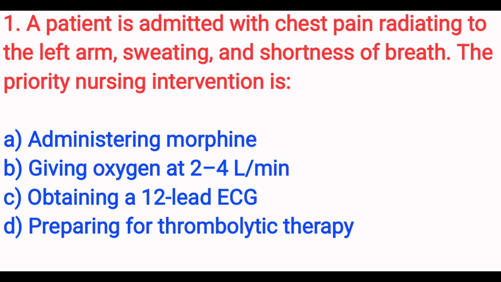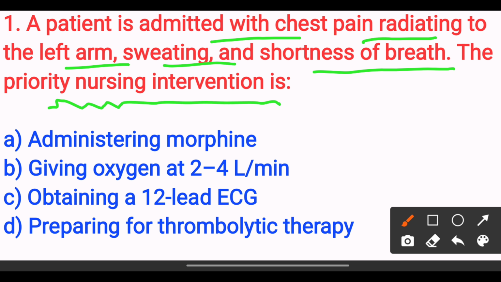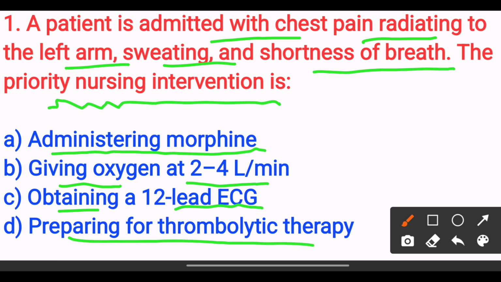First question. A patient is admitted with chest pain radiating to the left arm, sweating and shortness of breath. The priority nursing intervention is: option A, administering morphine; option B, giving oxygen at 2 to 4 liters per minute; option C, obtaining a 12 lead ECG; option D, preparing for thrombolytic therapy. The answer is option B.